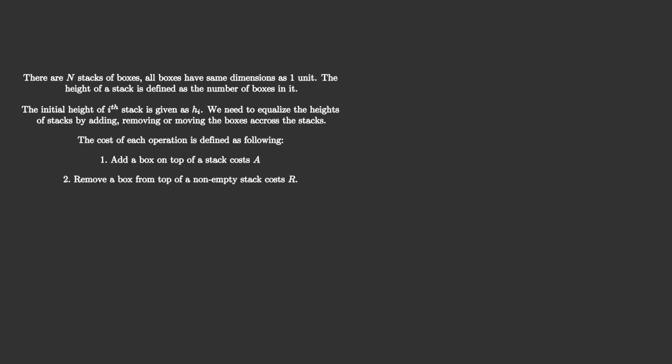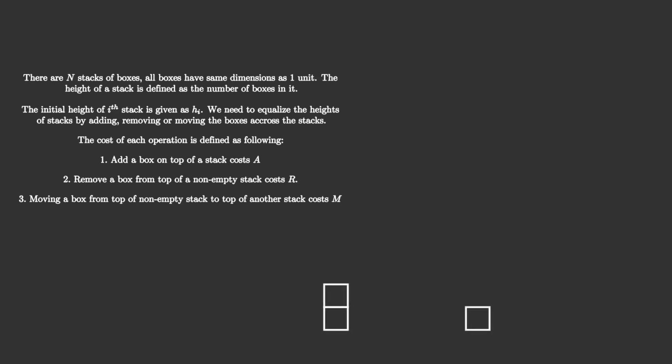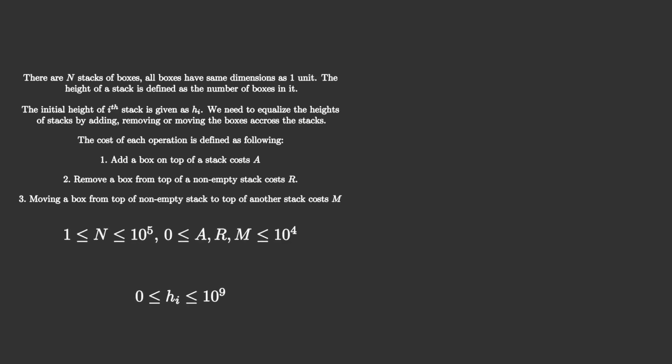Now the third operation here is moving a box from the top of a non-empty stack to the top of another stack, which costs us m. So if we move a box from the top of one stack to another stack, it will cost us m. What we have to do is minimize the cost in such a way that the heights of all the stacks become equal.